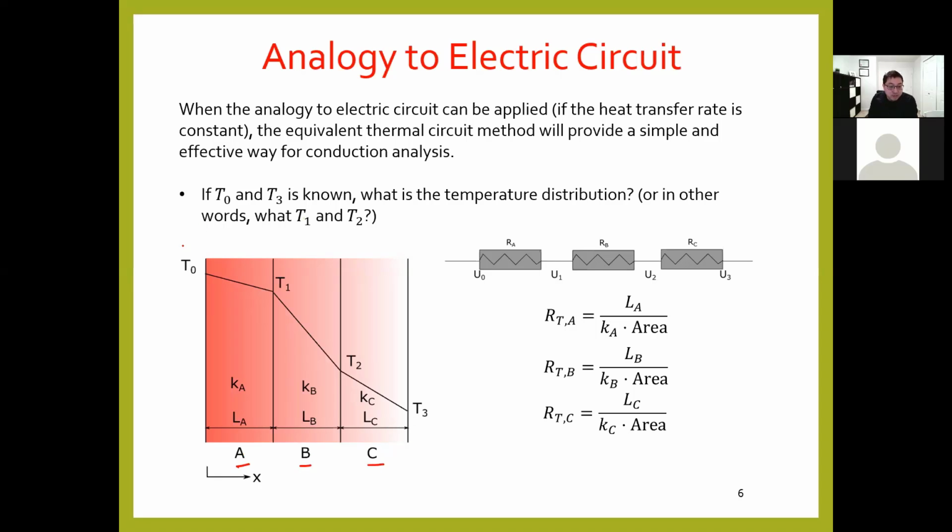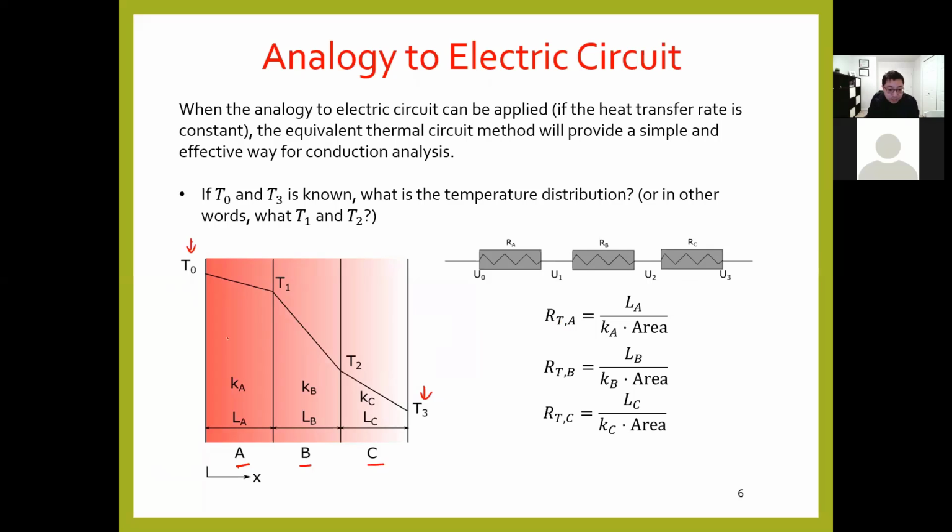Then you know the temperature on one side and the temperature on the other side, T0 and T3 are known, and you want to know the temperature distribution. Because now you have 3 materials with 3 different thermal conductivities, and also different thicknesses, LA, LB, and LC. If you just use the partial differential equation, which is the heat diffusion equation, solving these equations is much more difficult. However, if you apply the analogy to electrical circuit, that becomes much easier.